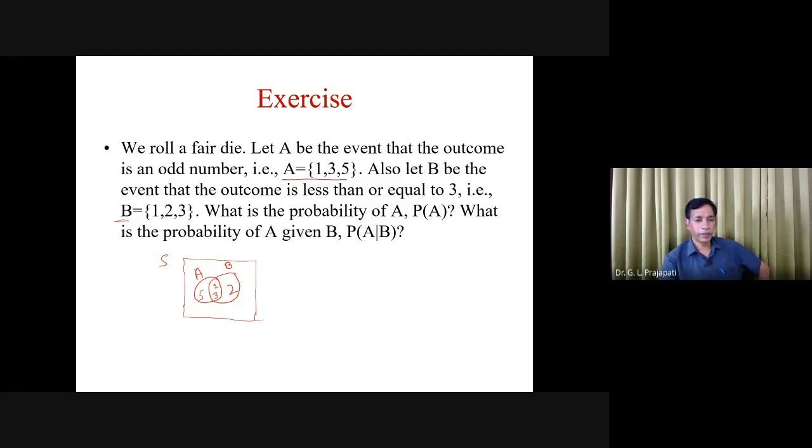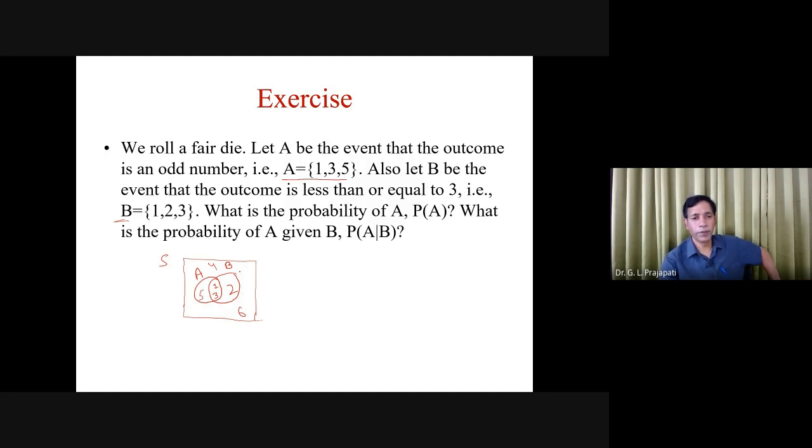And you are rolling a die. And outside of the A and B union, you have 4, 5 and 6 somewhere in the sample space. 4 and 6 are outside A and B. No issue.